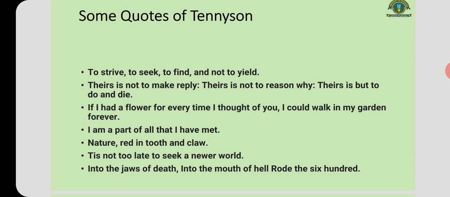Nature, red in tooth and claw, deliberately discusses the cruel parts of nature. 'Tis not too late to seek a newer world, meaning that we are not late to see the new world. And into the jaws of Death, into the mouth of Hell rode the six hundred. He discusses that every single creature in this world always has to face death. Death is the ultimate truth of this world, and we cannot survive without facing it.